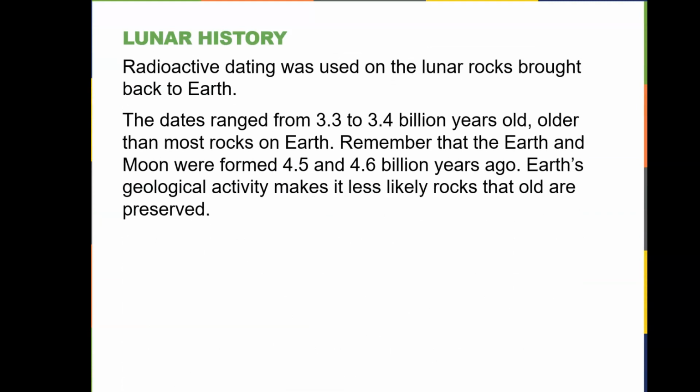When we studied our samples from the moon, we used radioactive dating on the lunar rocks brought back to Earth. The dates ranged from 3.3 to 3.4 billion years old, older than most rocks on Earth. Remember that the Earth and the moon were formed 4.5 and 4.6 billion years ago. Earth's geological activity makes it less likely that rocks that old are preserved.